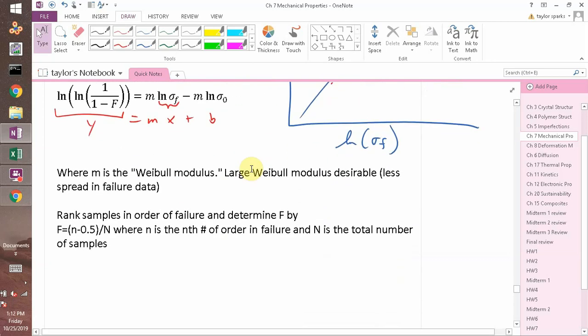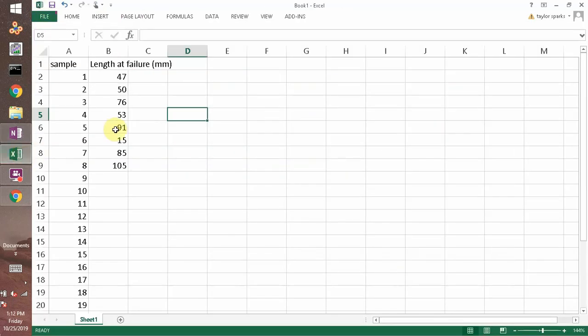Let's do a quick example, okay? So let's take this. We've only tested 8 samples here, so I'm going to generate a bunch more numbers, because typically you only do a Weibull modulus evaluation with something like 20 samples. And I'll show you why that is in a minute.